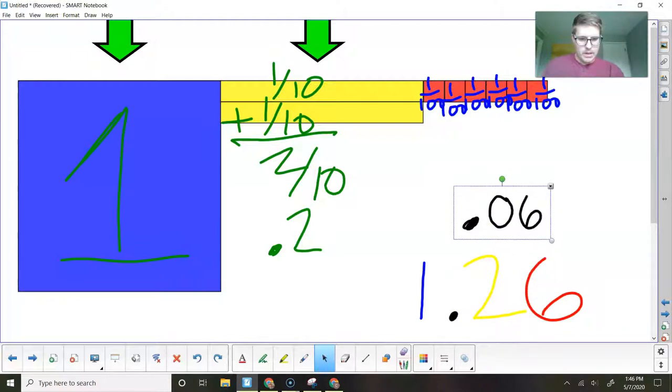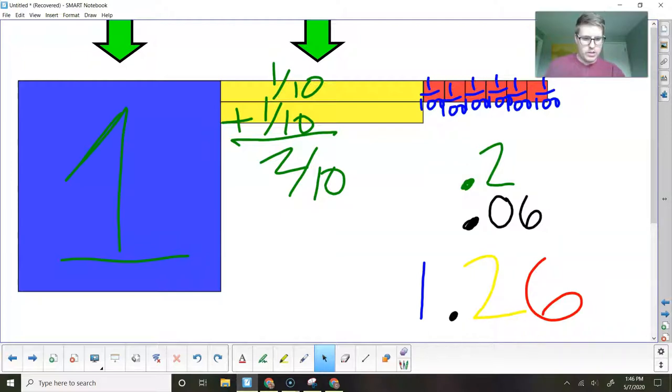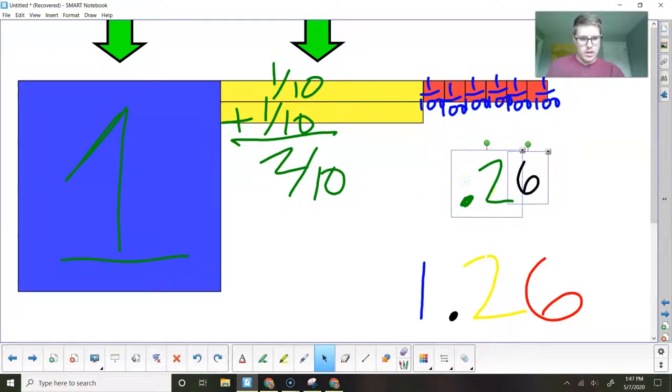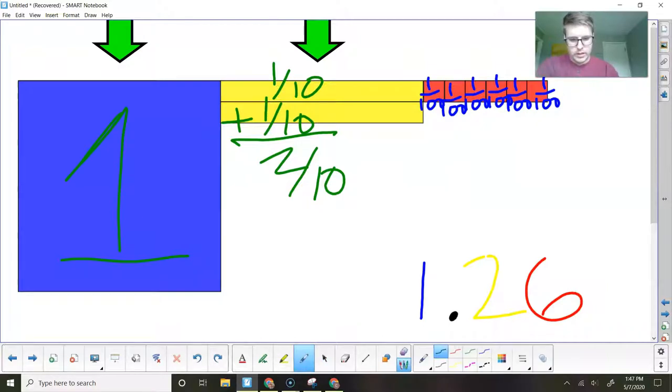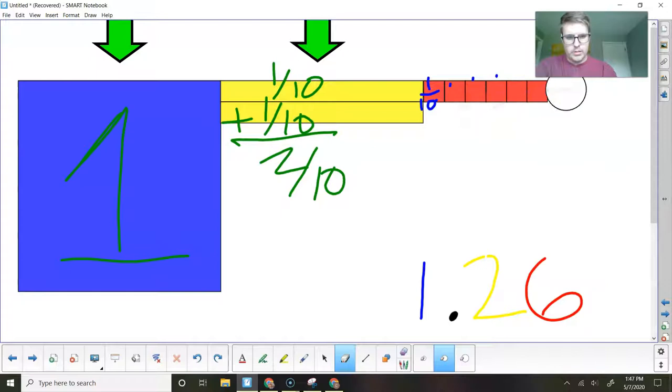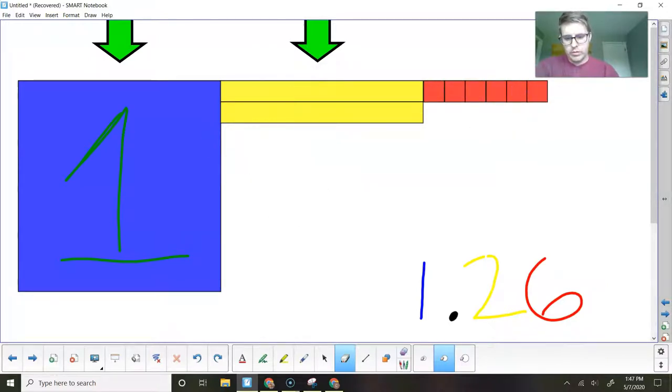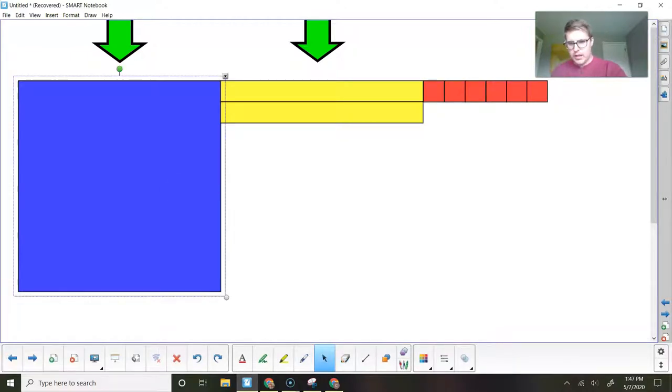So what do I get if I take my 0.2 and my 0.06 and I combine them just like that? I get 0.26, which happens to be right there. That's my decimal. Okay? And then you have to look how many wholes do I have? Well, I've got one blue square, so I've got one whole. That's where this number comes in, 1.26. All right. So let's make another number. Let's do it. I'm going to take this and I'm going to clone it.